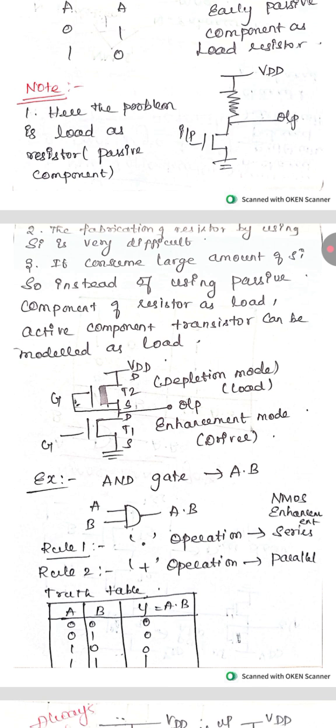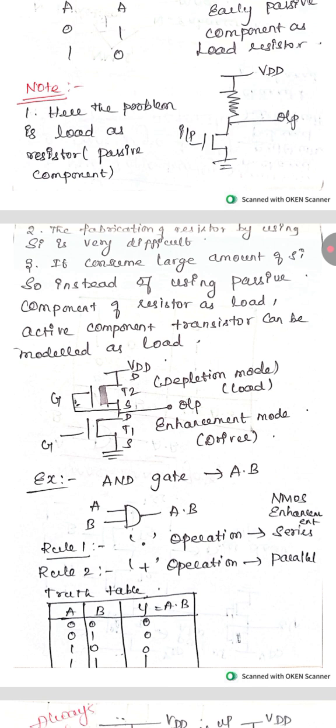And rule 2: if you are using the plus operation, that is A plus B, B plus A, C plus A, likewise addition operations, then the NMOS enhancement transistors are to be connected in parallel form. This is the logic we are going to use for designing the AND gate model. So this is the truth table given here for the AND gate.